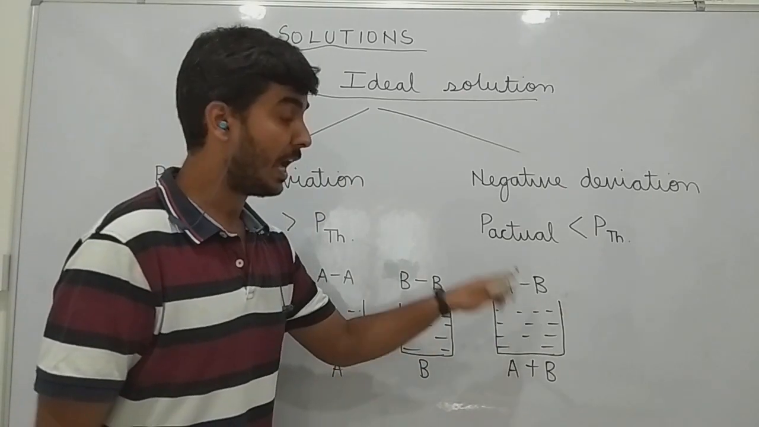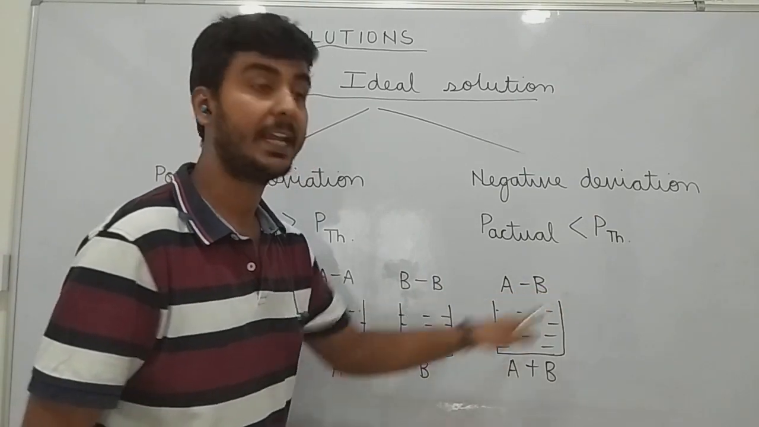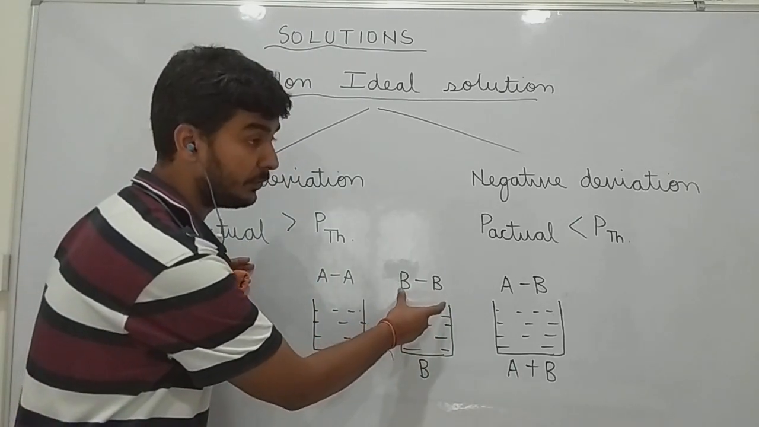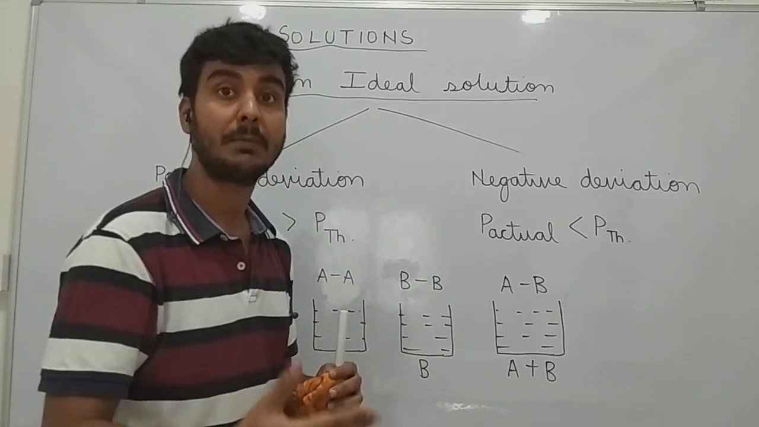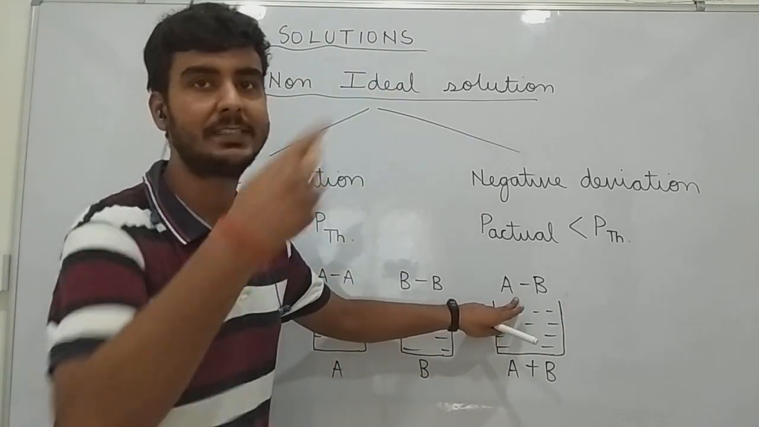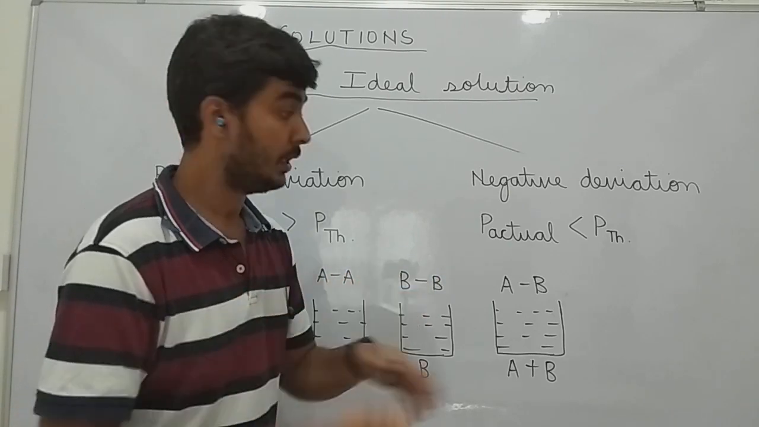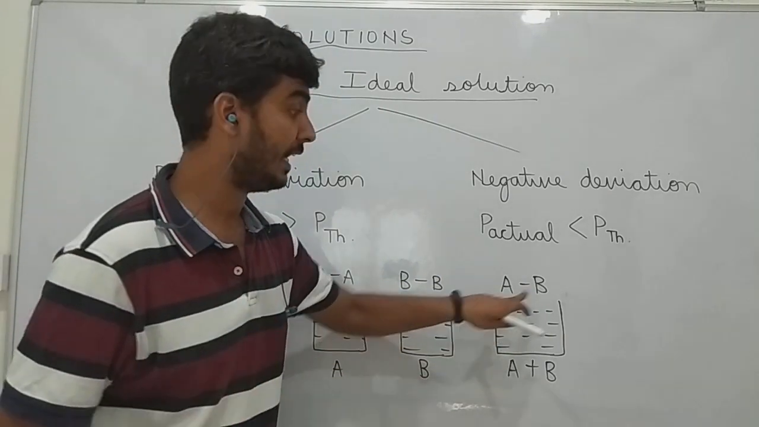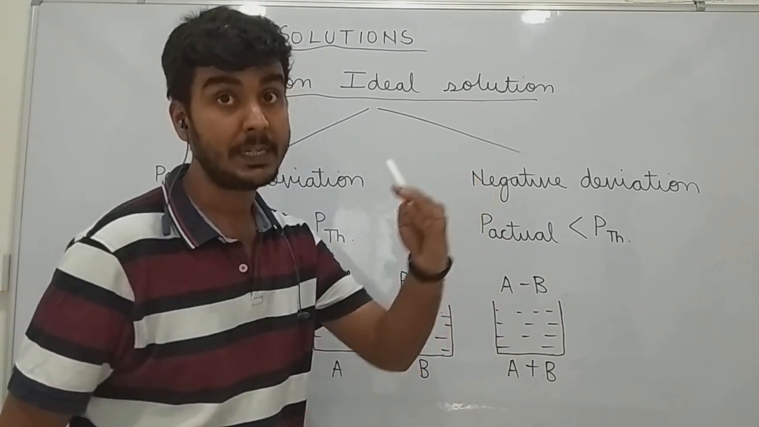Similarly, after mixing these two volatile liquids, if the force of attraction between the molecules A and B is greater than the force of attraction which was present between the molecules B and B and A and A, then what will happen if you supply the same amount of heat? The molecules have lesser tendency to escape into gaseous state because the force of attraction is stronger now, and so the vapor pressure will be reduced.